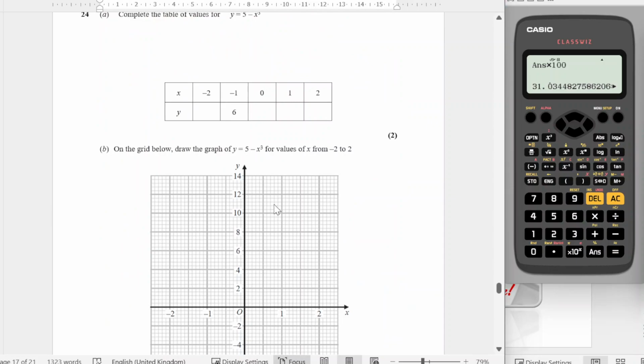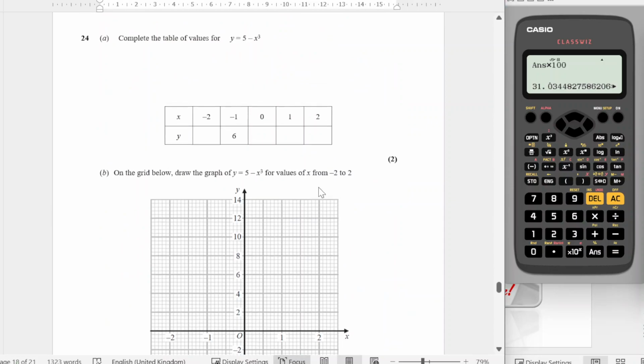Right, question 24. Complete the table of values for 5 minus x to the power of 3. I tend to use the table function on my calculator for this. If you're not happy, you'll just need to type in each value separately, which is absolutely fine. So the table function is 3, and the function that I'm typing in is 5 minus x cubed. So I type it in as 5 minus alpha x to the power of 3. My table starts at minus 2 and goes up to 2, in steps of 1. So that gives me my table of values straight away.